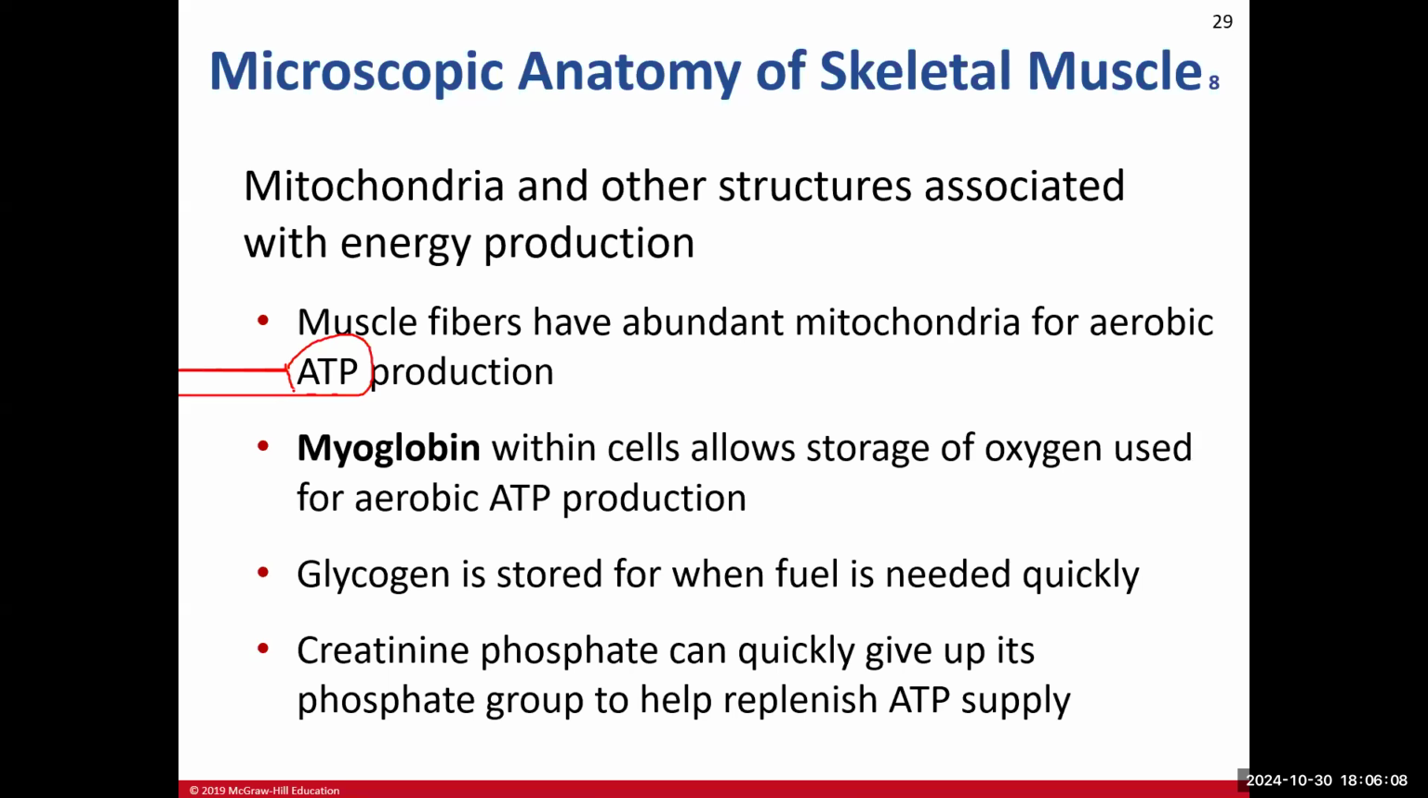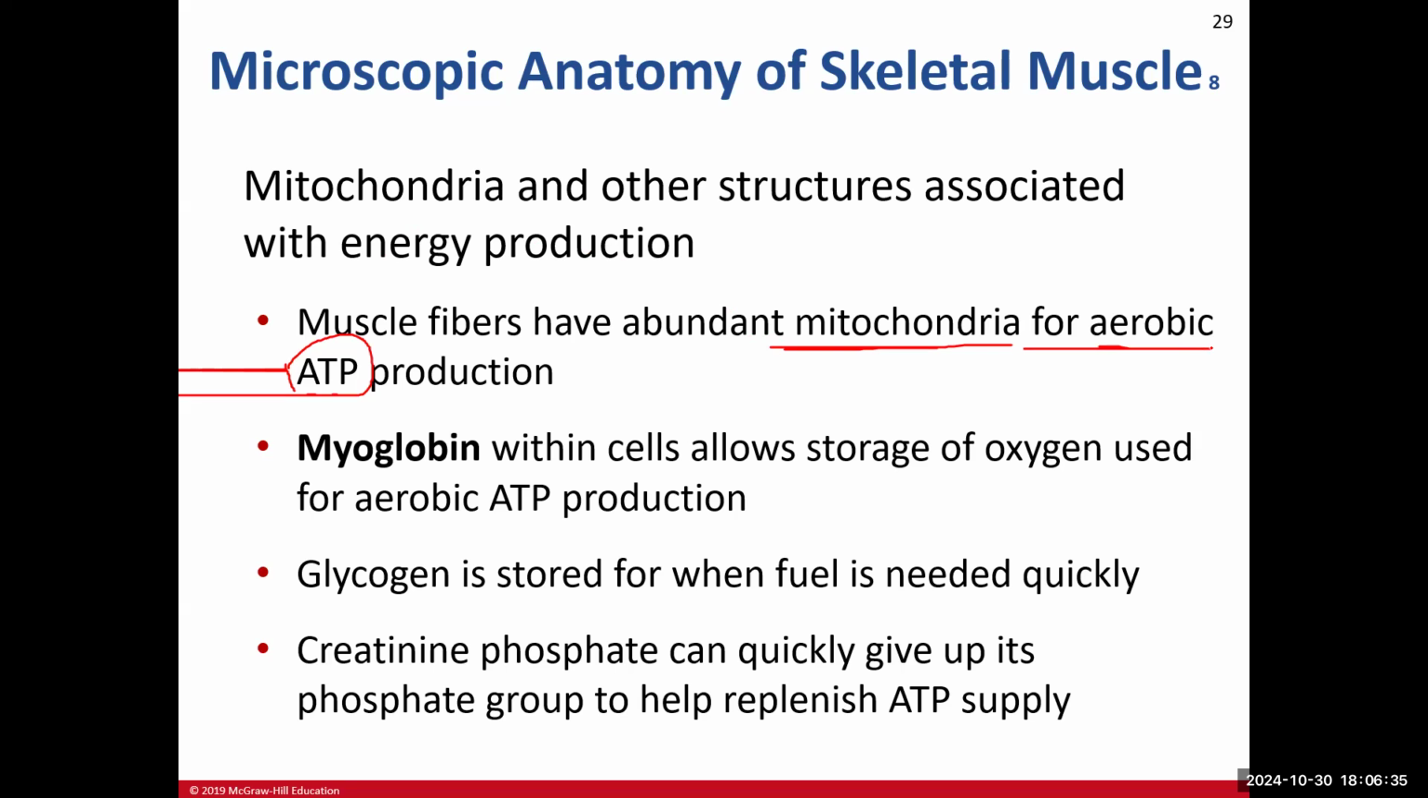What allows our muscle cells to make all of that energy is the fact that they have tons of mitochondria. Those mitochondria are going to want to make ATP through aerobic means with oxygen. So what brings oxygen to your cells? What system does that? Your blood. Yeah, the circulatory system, right?